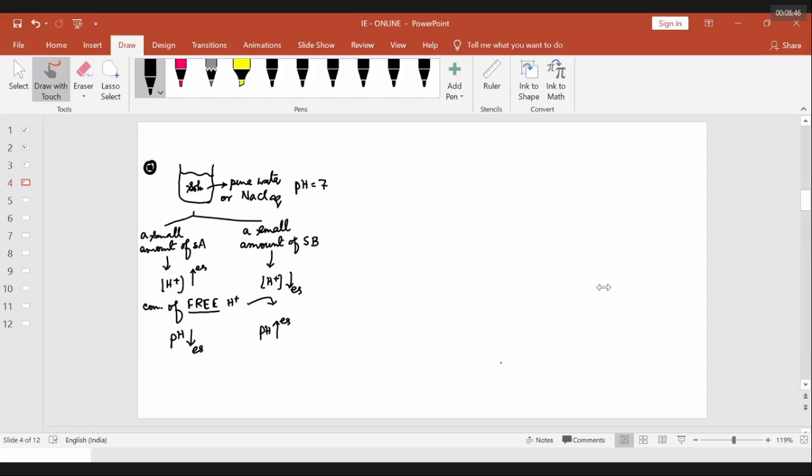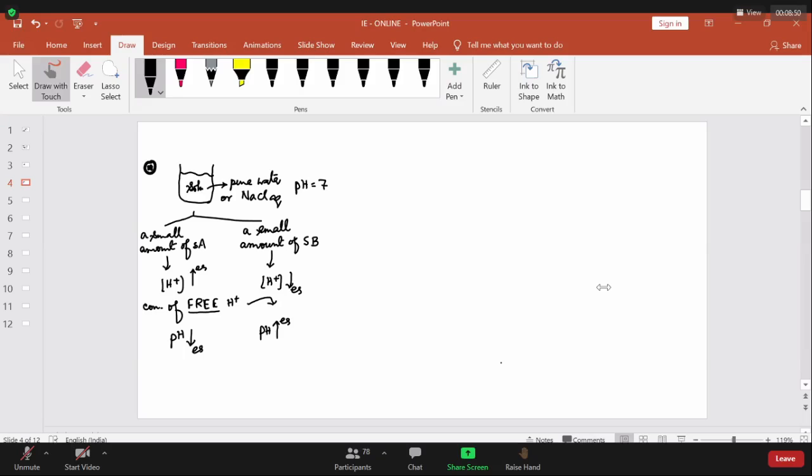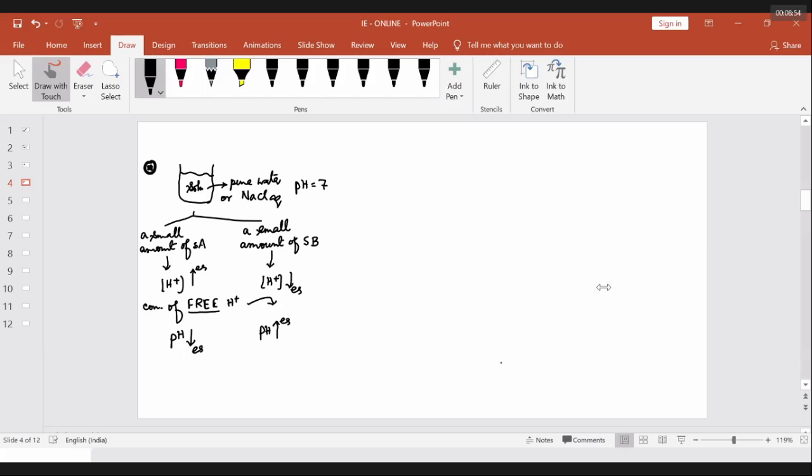Therefore, when you are adding strong acid, the effective H plus ion concentration will be more. I should say that free H plus ions will be more in the solution. And once you have more free H plus ions, the pH value decreases. Similarly, if you are adding a small amount of strong base, because of OH minus ions, H plus ion concentration decreases and pH value increases.